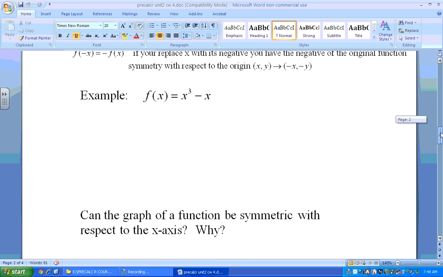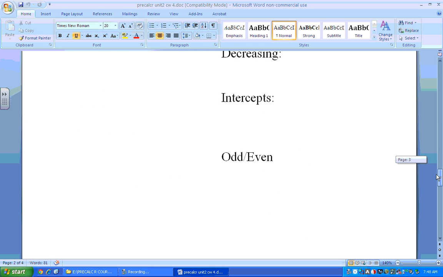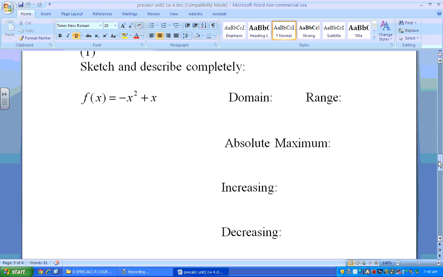Okay, we talked about your odd and evens. Now we're going to do a sketch and describe. We're going to find all these things for this. So the first thing I want you to do is to put this in your calculator. Put this in your calculator and sketch. Just watch the wire, guys.